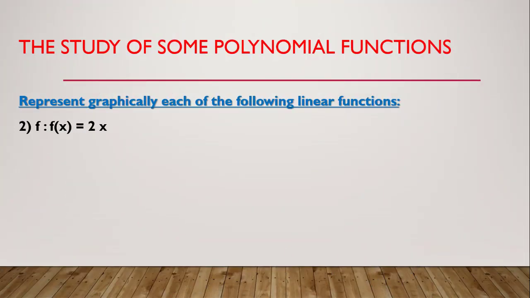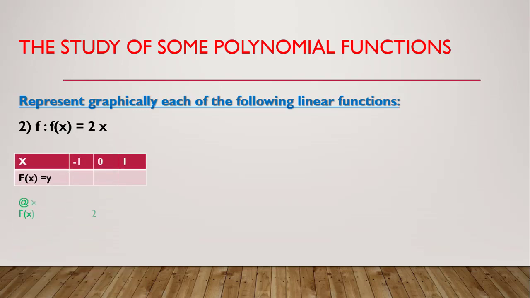Here we have another one. f of x equals 2x. We said b equals 0. Okay, this straight line will pass through the origin point, which is 0 and 0. Let's assume values for x, then calculate y to get the points.